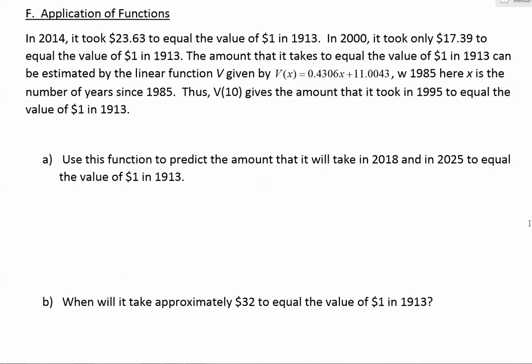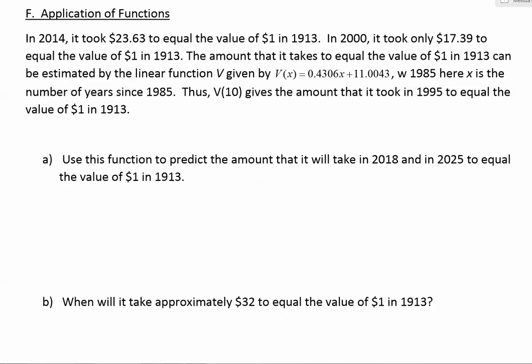In 2014, it took $23.63 to equal the value of $1 in 1913. In 2000, it took only $17.39 to equal the value of $1 in 1913.